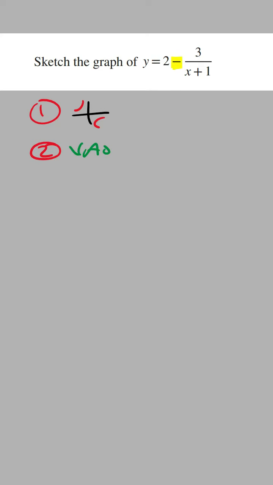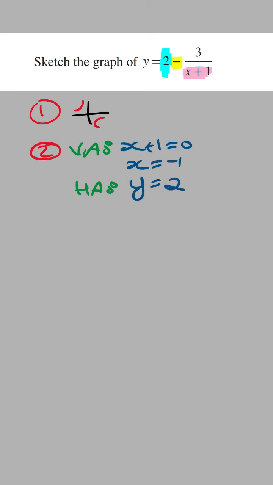The second step is to then work out the equation of the asymptotes. For the vertical asymptote, we let the denominator equal 0 and then solve for x. And so doing this, we're going to get x plus 1 is equal to 0. Solving for x, x is equal to minus 1. For the horizontal asymptote, this is going to equal the line y is equal to the constant that's outside the fractional part. And so this is going to be the line y is equal to 2.